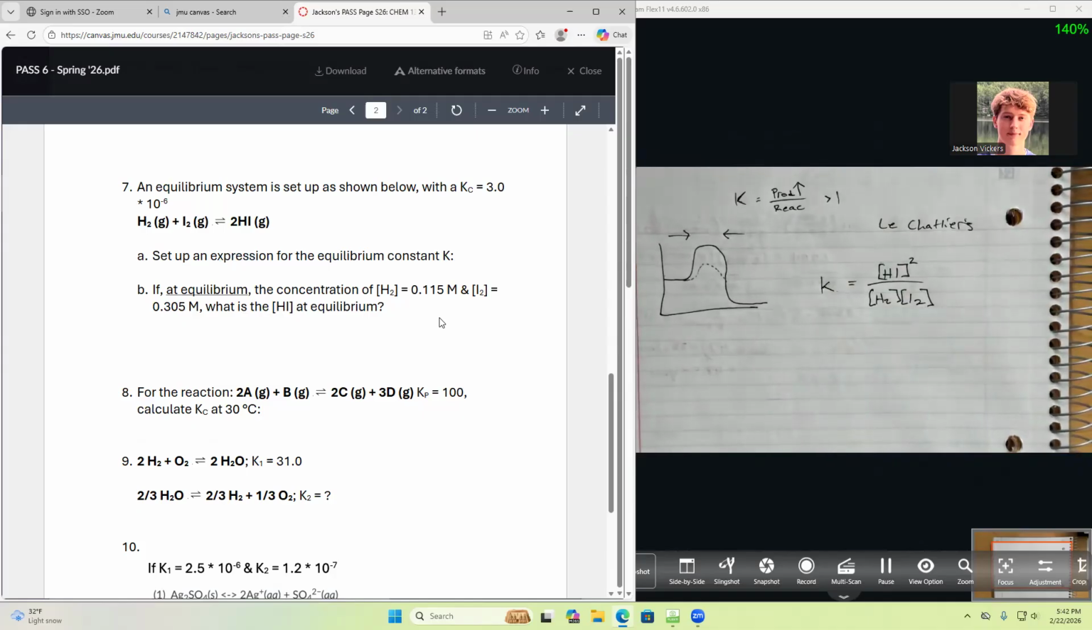And now another skill that's important is sometimes you're going to be given the numerical values for concentration. So that'll be in terms of molarity, 9 times out of 10. And so here they are. And now plug this in, and I want you to try to find the value of HI. So we have Kc that was given to us in the problem, and we have the values of H2 and I2.